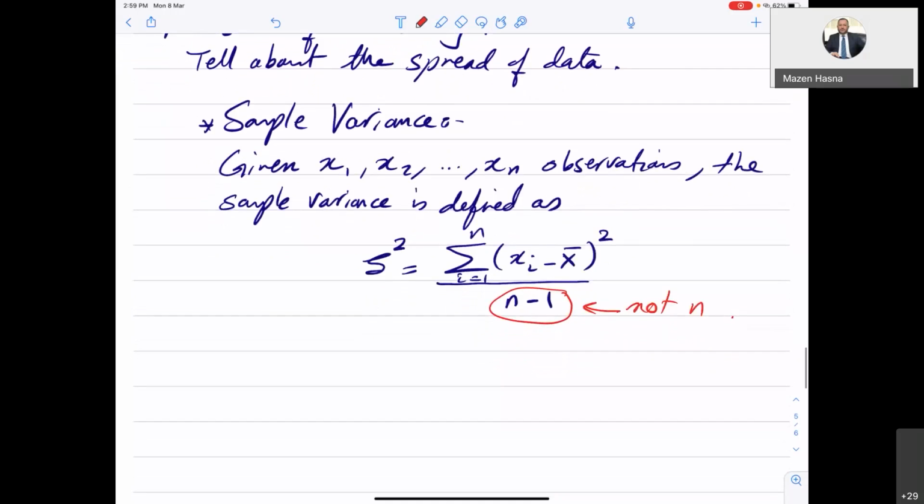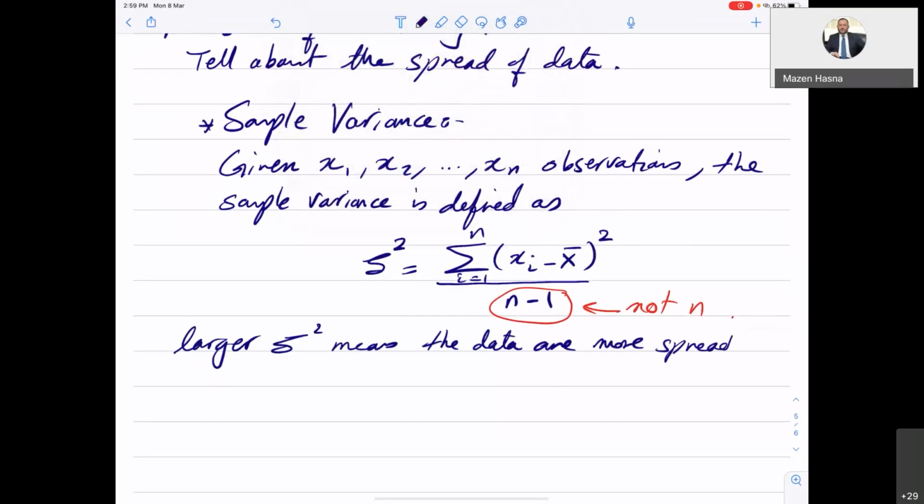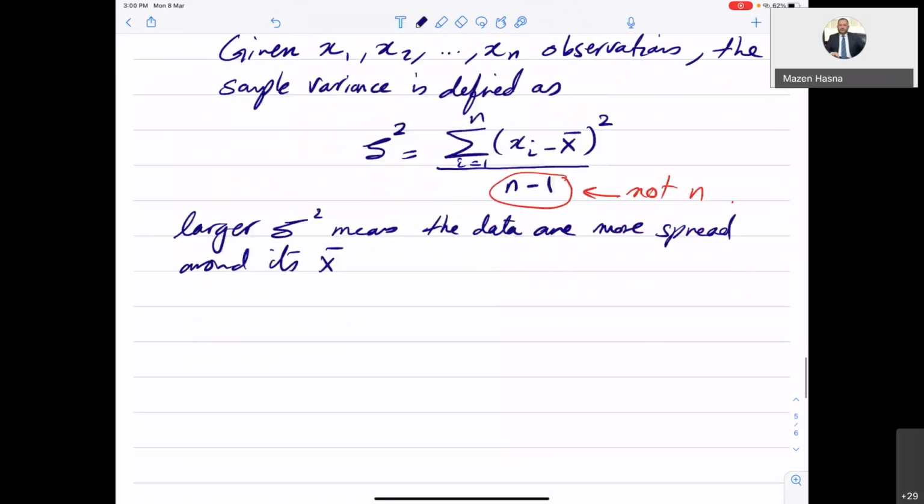Here, a larger sample variance means the data are more spread around its x bar. So if I have those two sets of data, assume I have something like this, you calculated x bar, this is your x bar, and then you have another set of data.